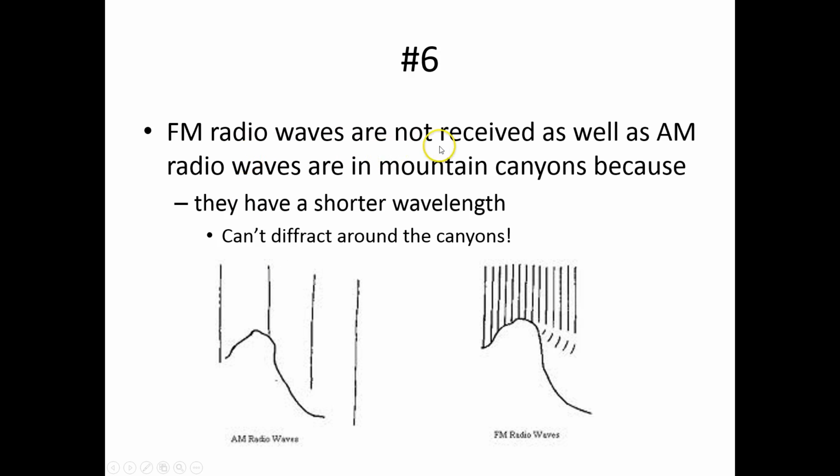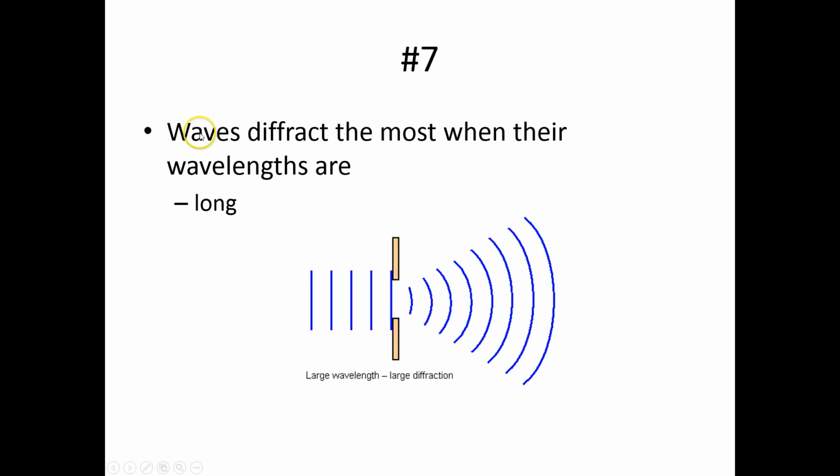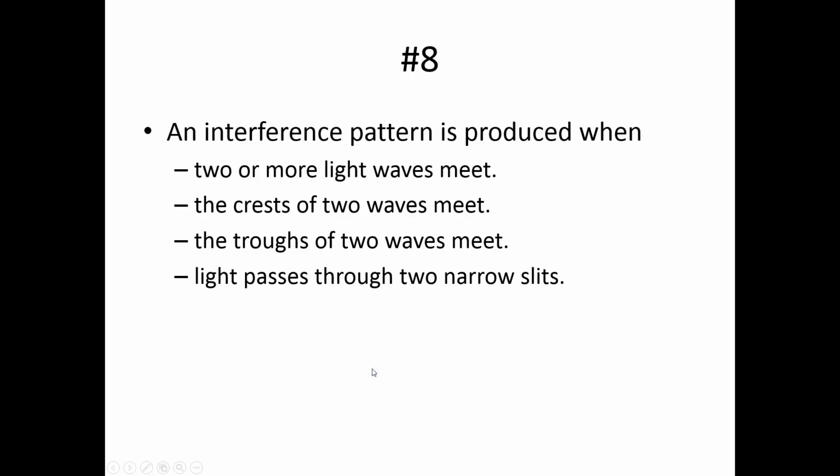FM radio waves are not received as well as AM radio waves in some mountain canyons because they have a shorter wavelength. AM radio waves have a very long wavelength, so when they go through they can bend around things. Short radio waves like FM radio waves tend not to bend over canyons very well, so you don't typically get those as well. Waves diffract most when their wavelengths are very long. If you have a long wavelength, you get a very large diffraction. Short wavelength, you don't get as much diffraction.